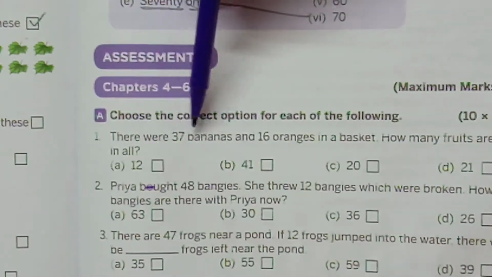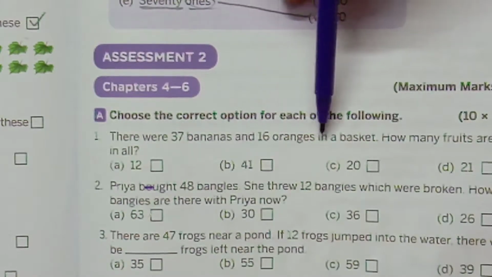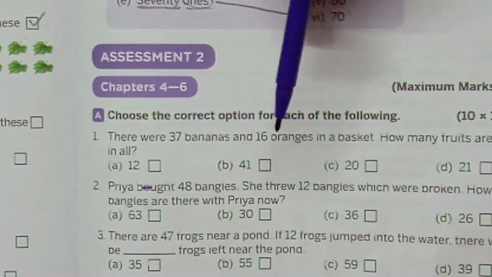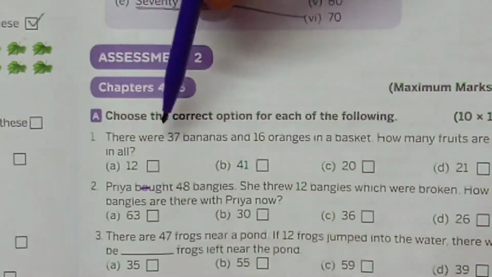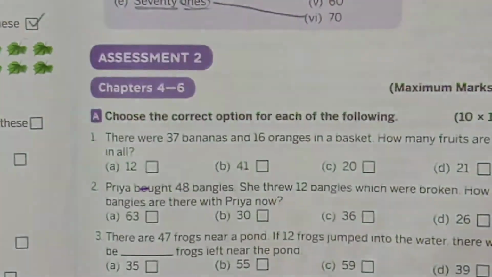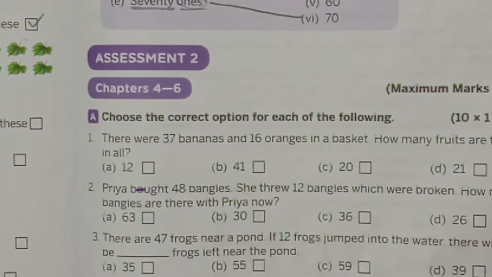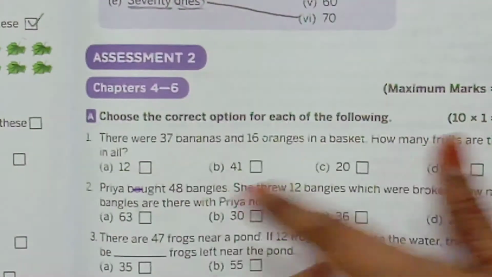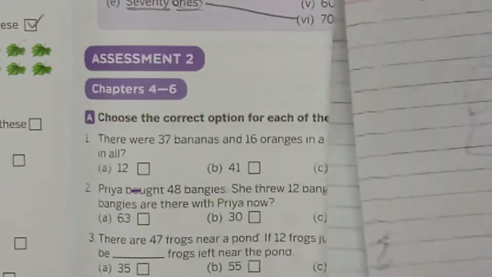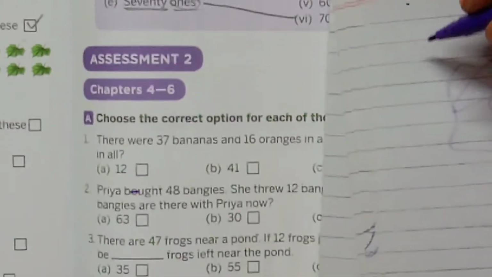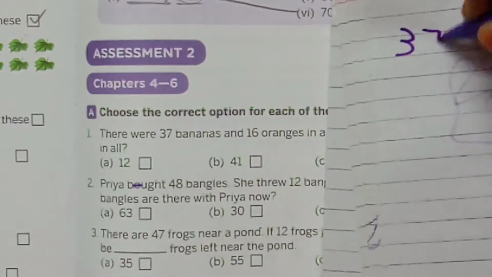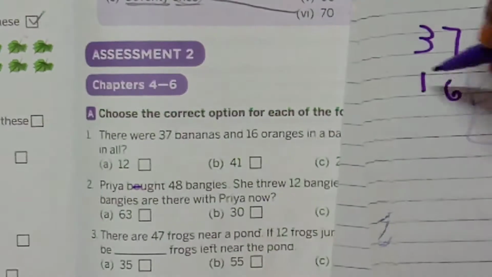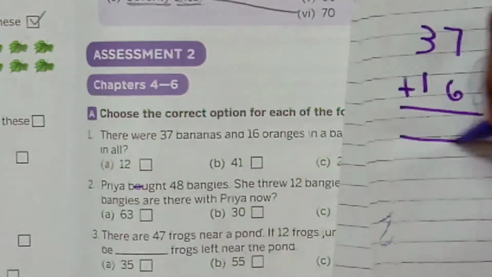There were 37 bananas and 16 oranges in a basket. How many fruits are there in all? All means bananas and oranges. First you take one notebook, a rough notebook, dear. After that, see. First, what is that? 37, right? 37 bananas. Next, how many oranges are there? 16. Okay, children. After that, you do the addition.